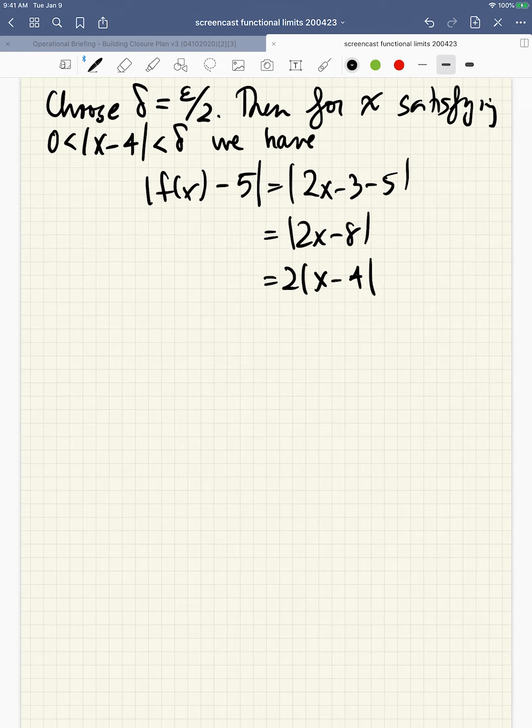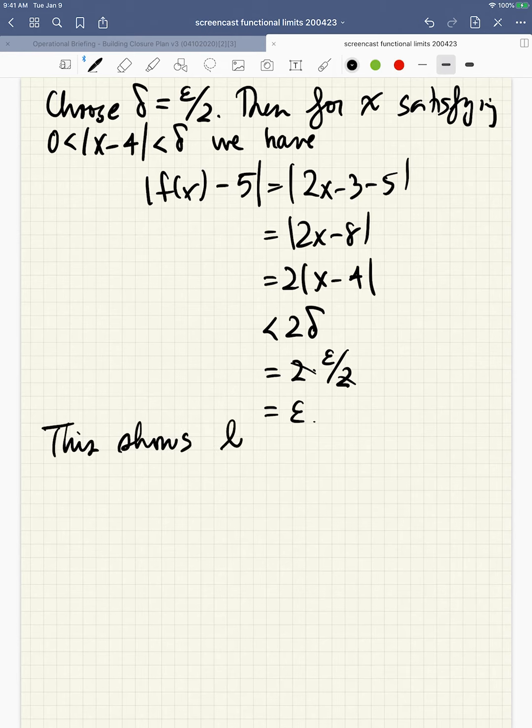But |x minus 4| is less than delta, and delta equals epsilon over 2. The 2's here cancel, and I get epsilon. So I've just shown |f(x) minus 5| is less than epsilon. So this shows the limit as x goes to 4 of our function f(x) equals 5. And that's the proof. It's a proof from first principles. We're using the definition of functional limit that we just introduced a few moments ago.